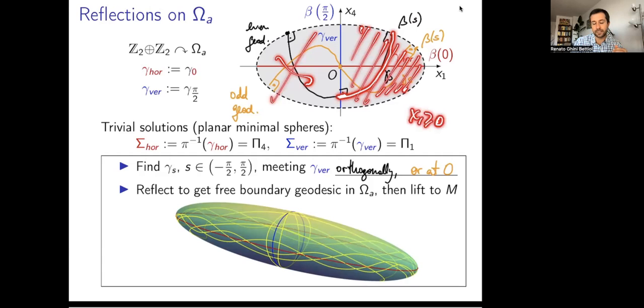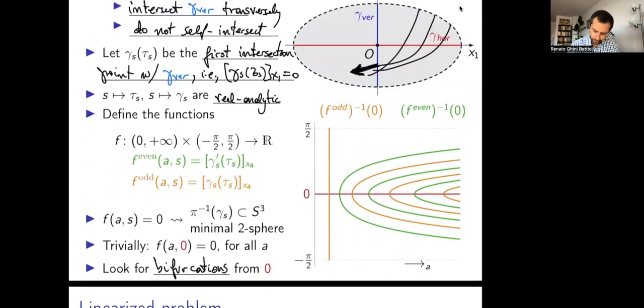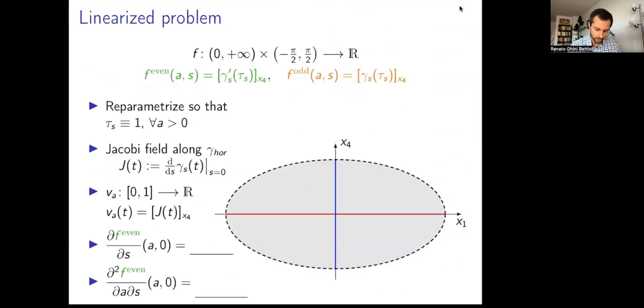That's a hemisphere of an ellipsoid, and these will produce minimal disks, free boundary minimal disks. So we have the even and the odd problem. We wish to use the Crandall-Rabinowitz bifurcation theorem, which requires looking at both of these derivatives, the linearization and this mixed derivative. These derivatives can be written in terms of Jacobi fields.